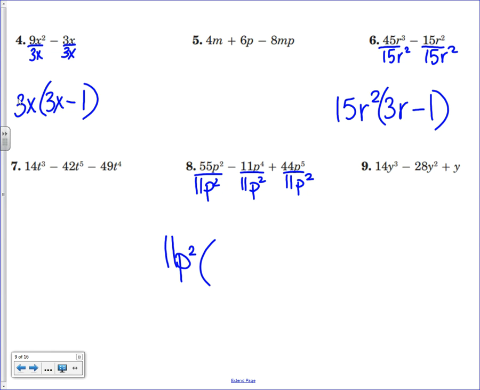Okay, when we do that, Cody, what is 55 divided by 11? Wonderful. What happens with these p's? They cancel. Minus, what's 11 divided by 11? I don't need that one because I'm going to have some p's left over. How many p's do we have left over here? Good. And then plus.